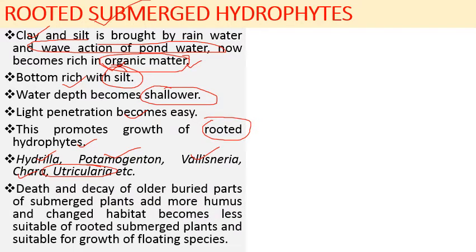And death and decay of the older buried parts of these plants add more humus, and the habitat becomes changed, less suitable for the rooted submerged hydrophytes, and suitable for the floating species. So jaise hi yahan pe death aur decay hota hai submerged plants ka, aur isme jo soil level increase hota hai, that condition becomes unfavorable for the growth of the submerged plants and the soil becomes nutrient rich and water becomes nutrient rich. So this follows the next stage or next community, which is the floating species, which floats freely on the water surface.